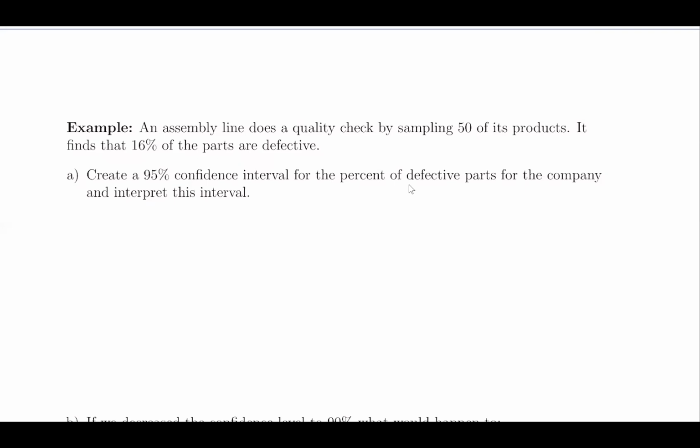All right, so let's do this next problem. For this one, it says an assembly line does a quality check by sampling 50 of its product. It finds that 16% of the parts are defective. So first thing we're gonna look at is what's given to us. The first thing they give us is the sample. What do they tell me the sample is equal to? Yeah, 50, perfect.